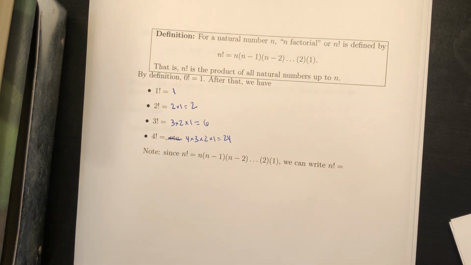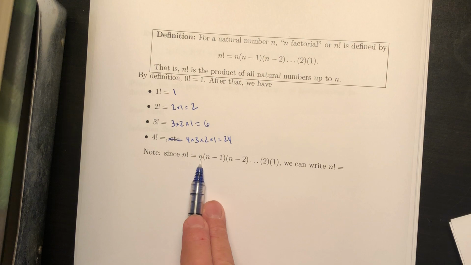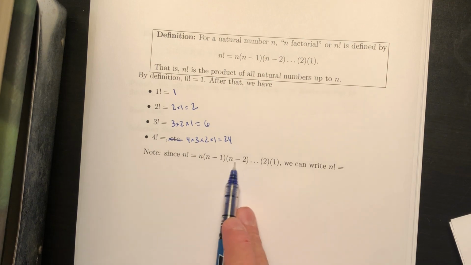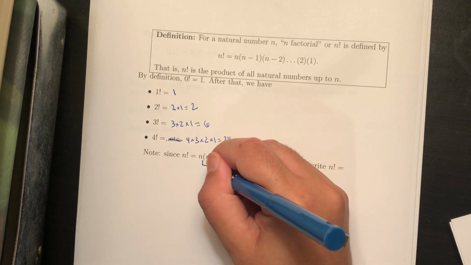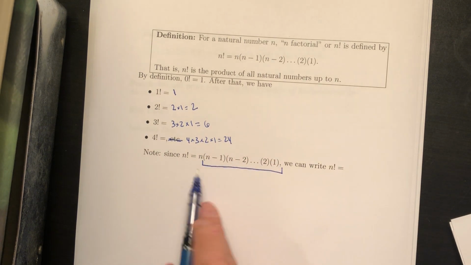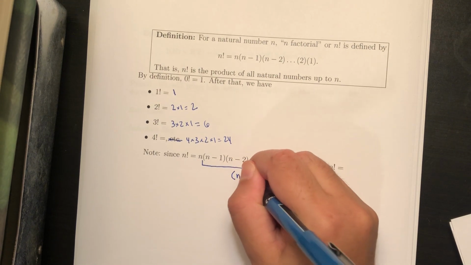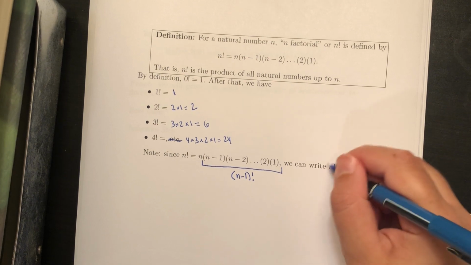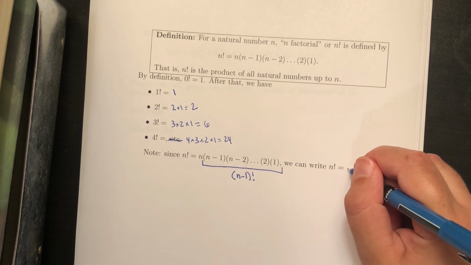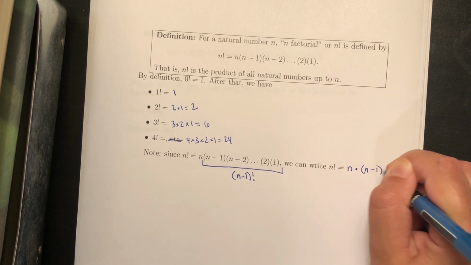All right. Now, a thing to notice is that since n factorial is defined to be n times n minus 1 times n minus 2 all the way down to 1, and because this expression here, ignoring that first factor of n, is exactly equal to n minus 1 factorial, that means we can express n factorial as n times n minus 1 factorial.